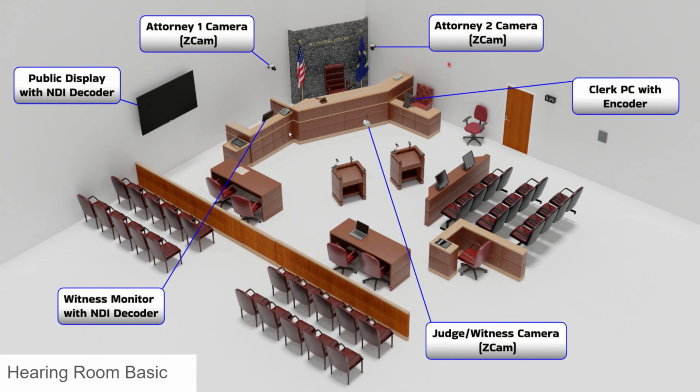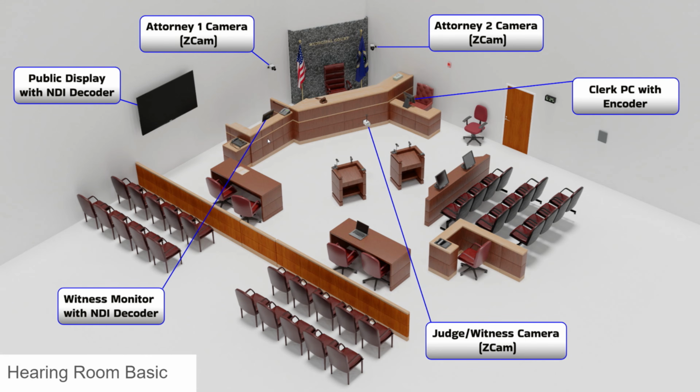So 3 cameras. At the witness stand, we have an NDI decoder. And what that does is it allows you to take any video source and show it on the screen. We also, at the clerk PC, have an encoder. So what that does is it allows you to take video, maybe it's an HDMI input, maybe it's an iPad, maybe it's a piece of evidence, and send it to the judge or on a public display once the judge has approved that.